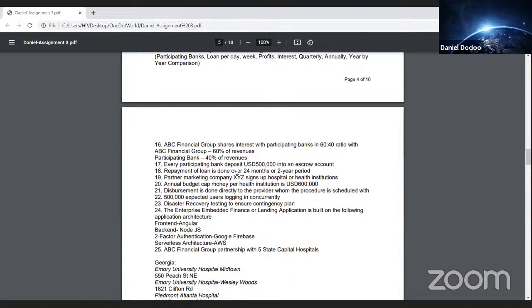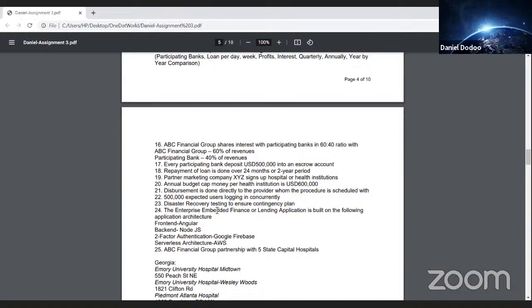So we have a partner marketing company, XYZ, that signs up hospitals or health institutions to be a part of this embedded finance or lending platform. And the disbursement is done directly to the provider whom the procedure is scheduled with. So whatever money is needed to finance the medical procedure goes directly into the provider's account. It's not done into any other party's account, but the provider's.